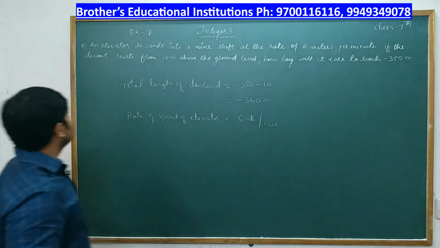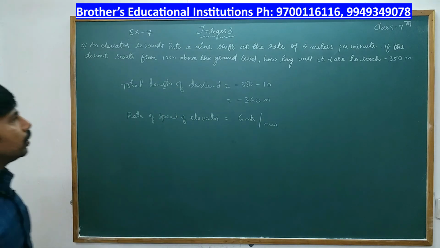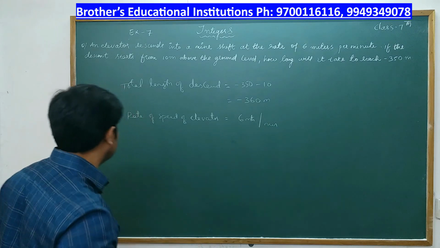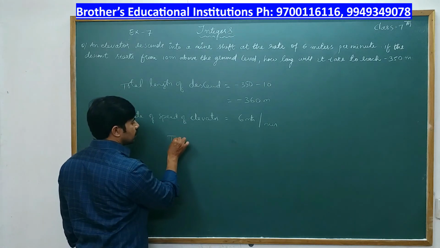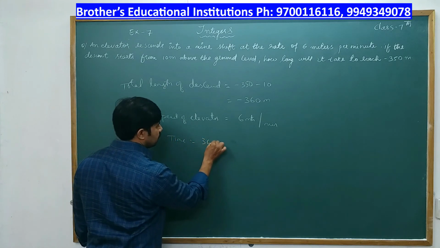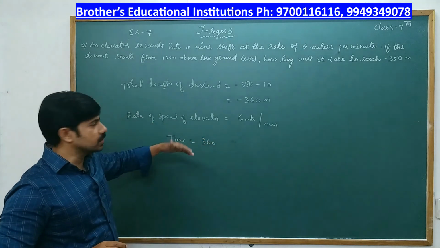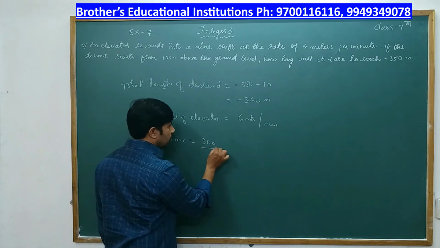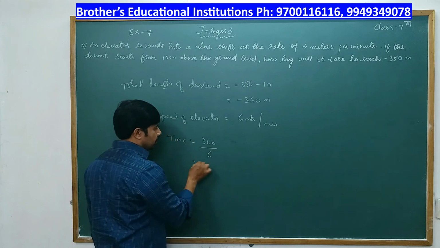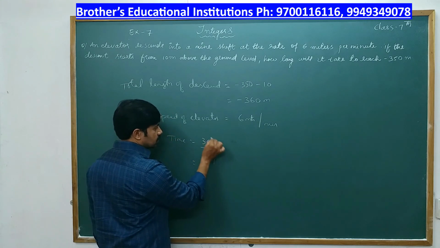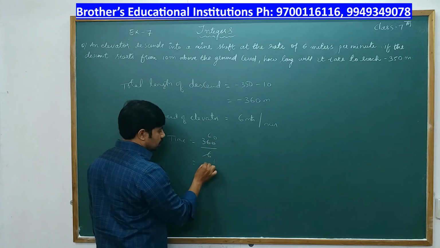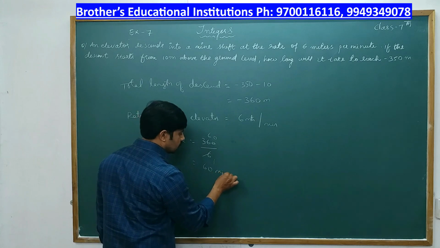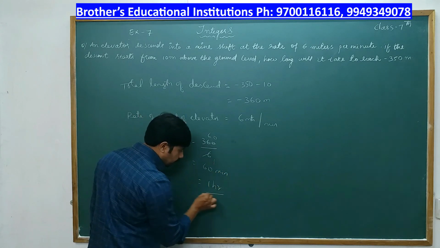Now what do we have to find? We have to find out how long it will take to reach minus 350 meters. How long means we have to find out time. So this time is nothing but 360 meters. No need to take the negative sign because time cannot be negative. So 360 divided by, per minute it goes 6 meters. So 360 by 6: 6 ones are 6, 6 sixes are 36, 6 zeros are 0. So the time is 60 minutes. 60 minutes is nothing but 1 hour.